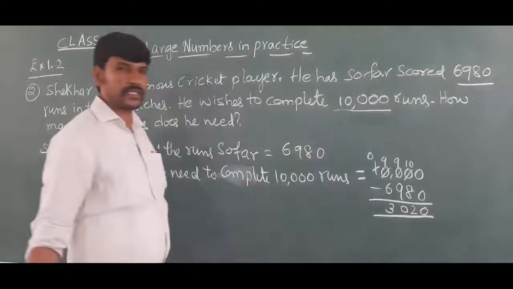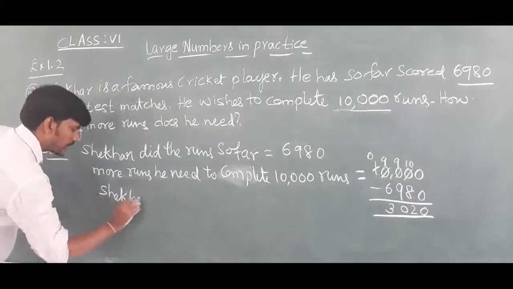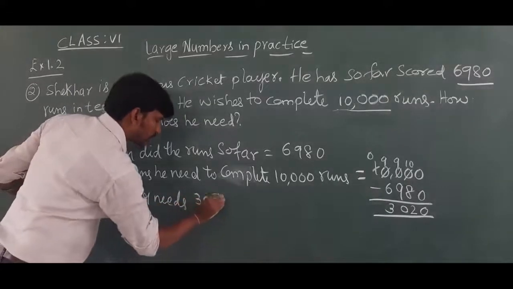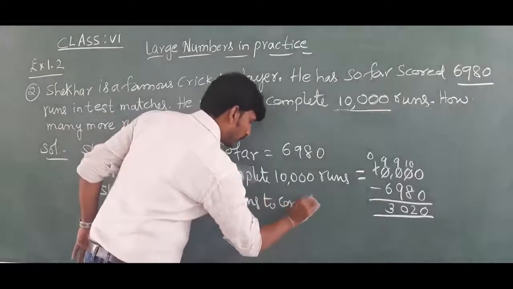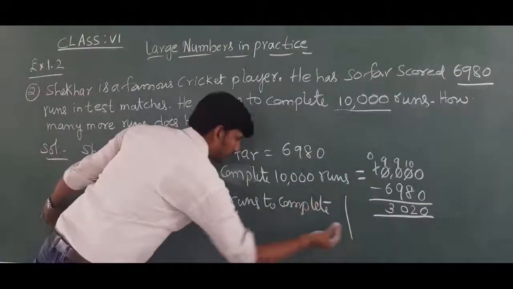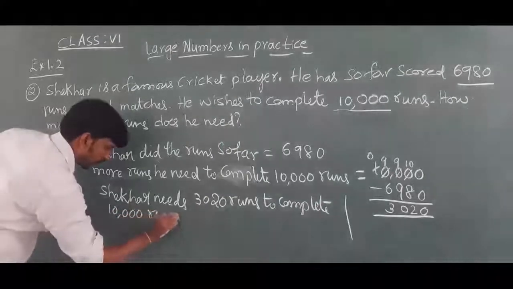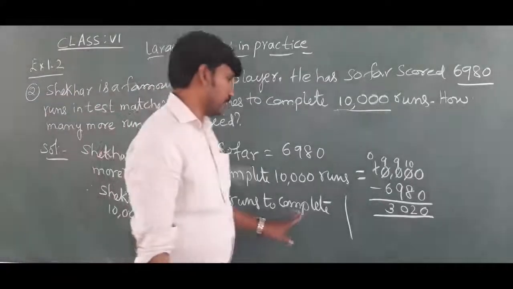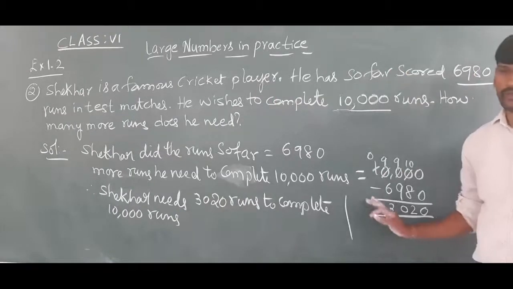So how many runs are required? Right. Shaker needs 3,020 runs to complete 10,000 runs. Is this clear, children? Therefore, Shaker needs 3,020 runs to complete 10,000 runs. Is it clear, children? Copy this.